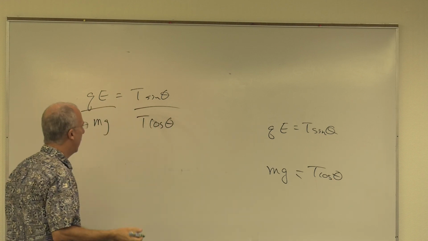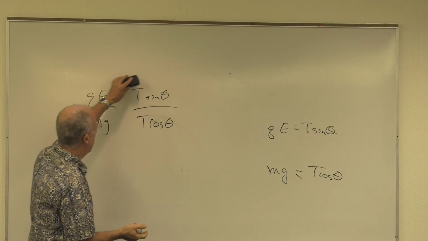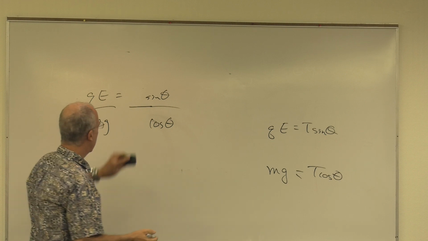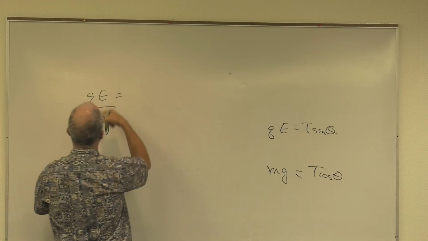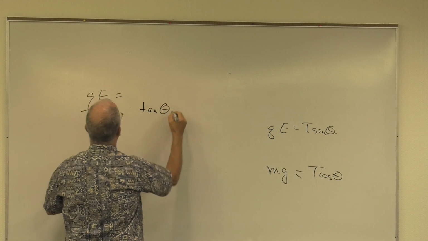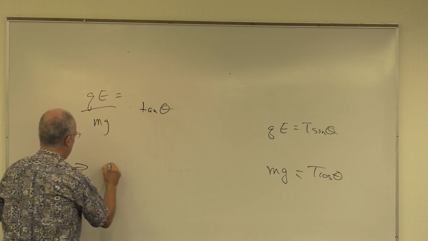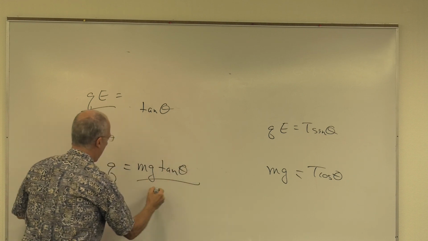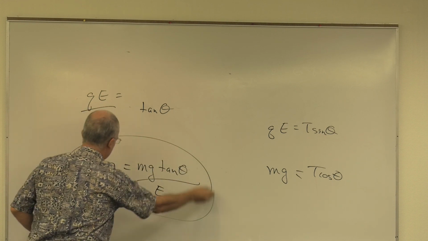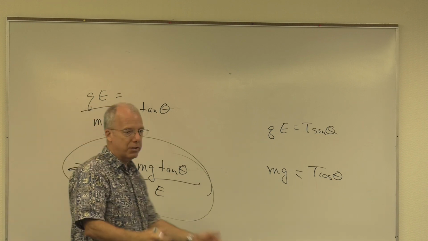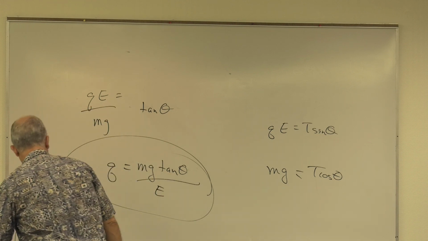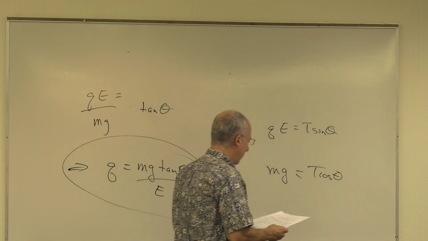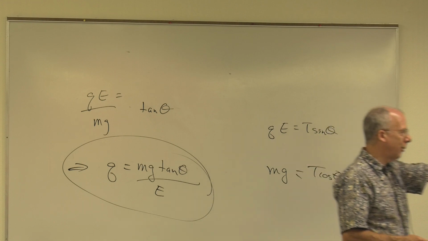And what's awesome about this is that the T's cancel. And what's sine over cosine? Tangent. So you get QE over mg equals tangent theta. Then you just solve for Q. So therefore Q equals mg tan theta all over E. Ta-da! That's just your typical Physics 106 problem, which is kind of like Physics 105. So you should expect to be able to do some of these problems.